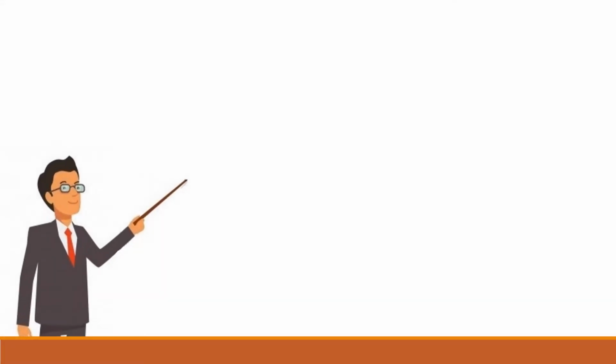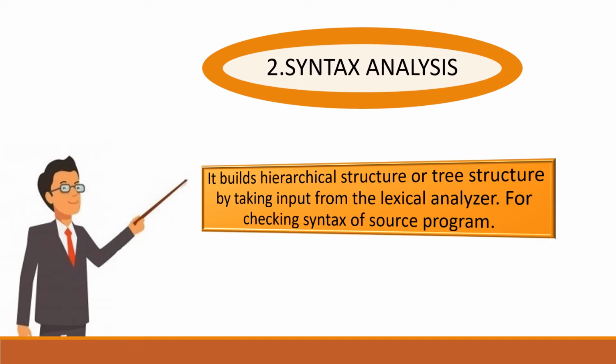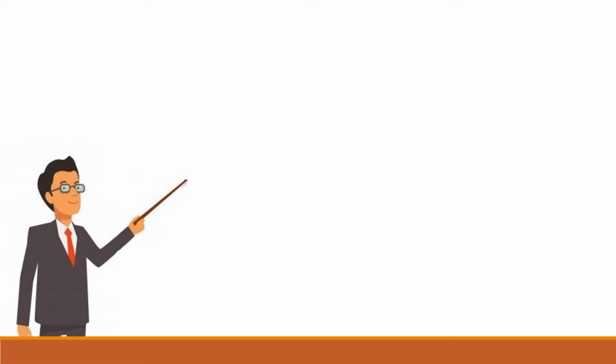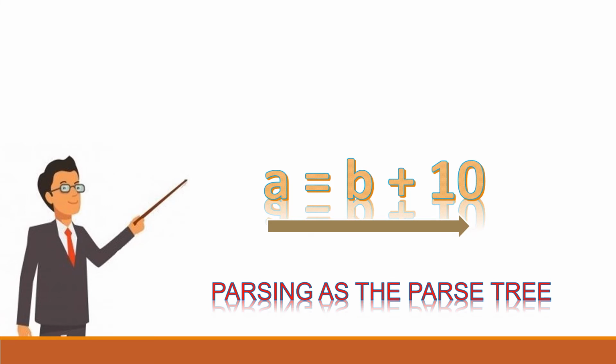Next analyzer is 2. Syntax analysis. It builds hierarchical structure or tree structure by taking input from the lexical analyzer, for checking syntax of source program. In general way, for example, A equals B plus 10. This can be structured in a tree format. That can be shown as, to get an equation. Consider from left to right. Then we will get an equation as A equals B plus 10. So, here syntax analysis is a second phase of compilation. Syntax analysis is also called parsing as the parse tree.